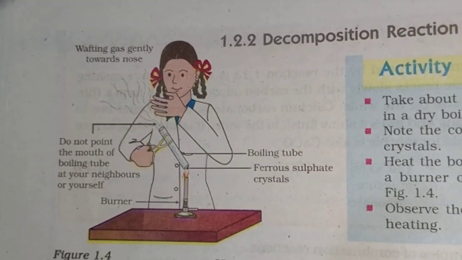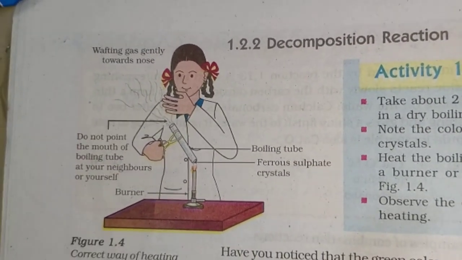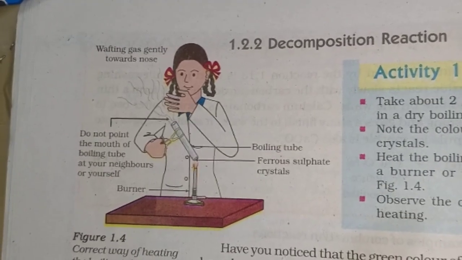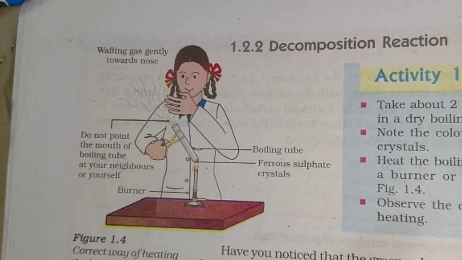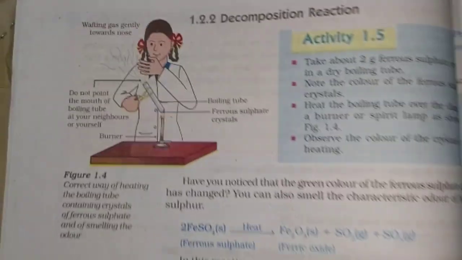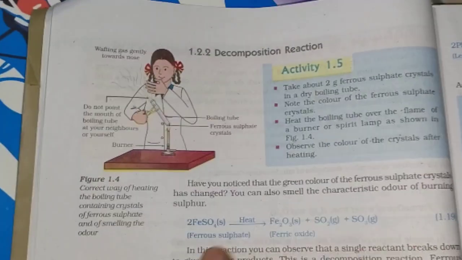So we should burn it and we can see the color of the crystals will be changing. You notice that the green color of ferrous sulfate crystals has changed. You can also smell some odor of burning sulfur. So what is the reaction going on here?